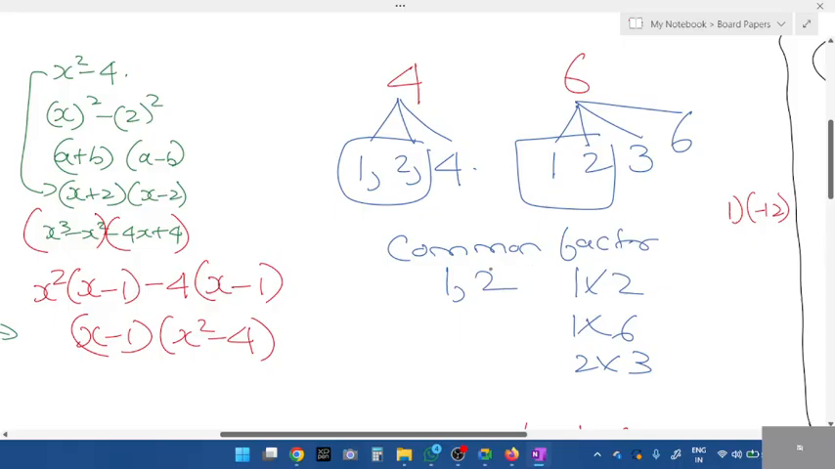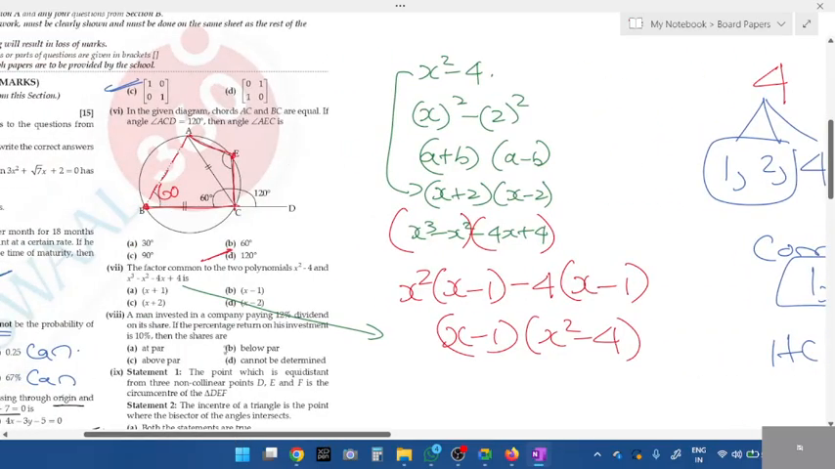If they ask what is HCF, highest common factor, which is the highest number, 1 or 2? 2. So just check the difference. If they ask only common factor, it is both 1 and 2. If they ask HCF, it is 2, the highest common factor. This year they can change it like that. The factor common to two polynomials: we should write all the values which are common. If they ask us the highest common factor of two polynomials, I'll do that. Till here, is it clear, students? All of you understood?